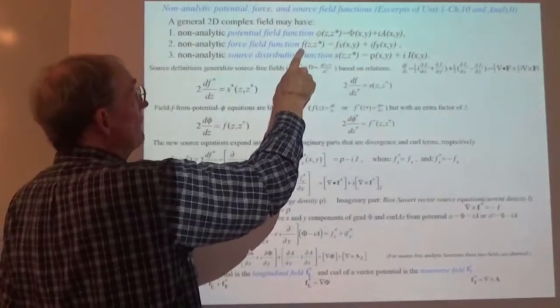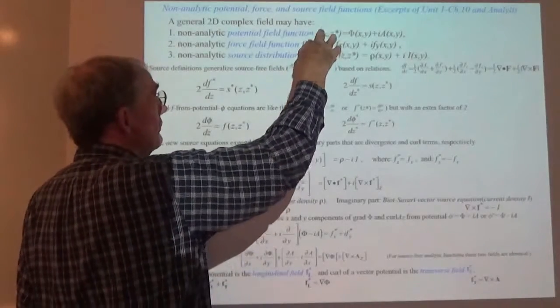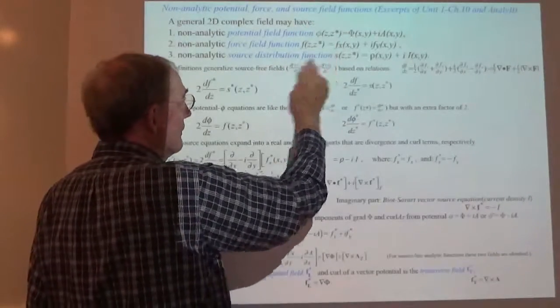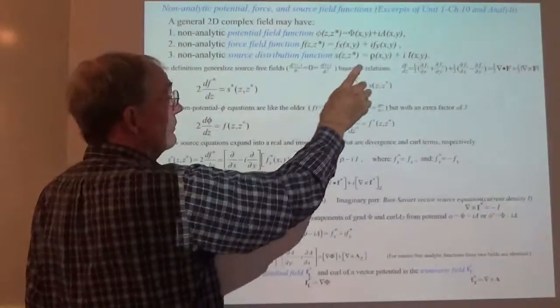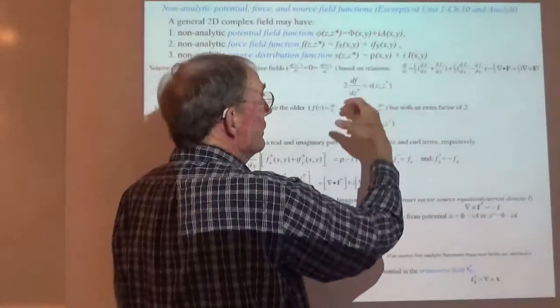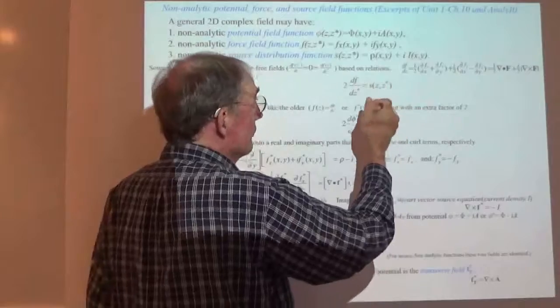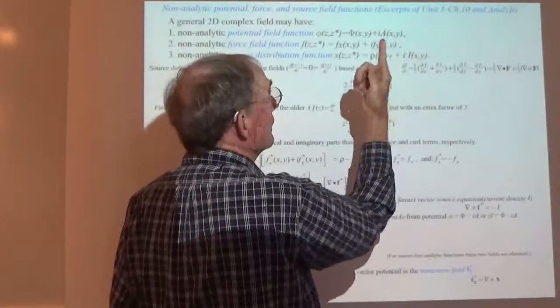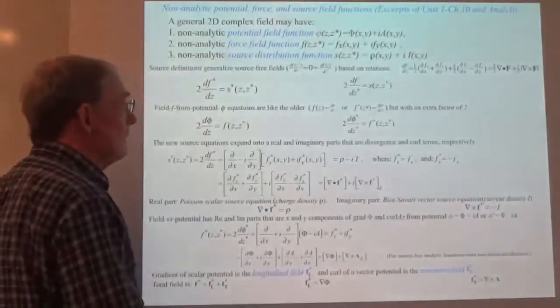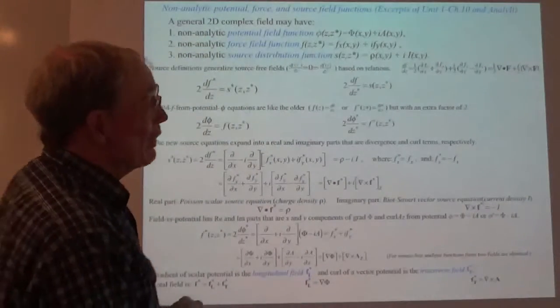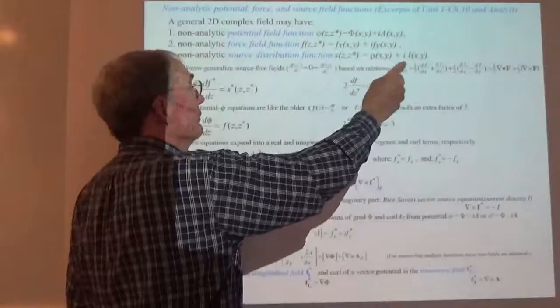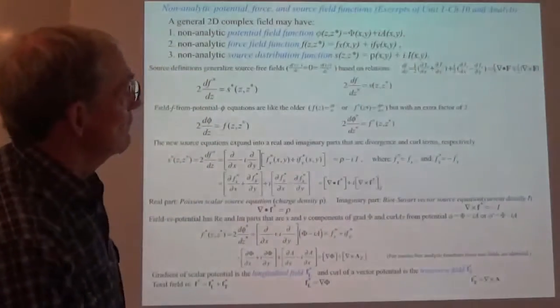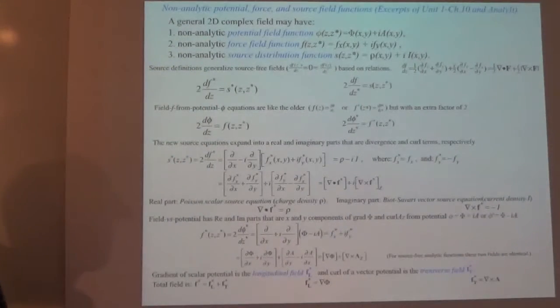So instead of having just these two, we're going to have a third. We're going to have some sort of density that's making stuff be created, and then something that's mixing it up, curling it up, something that's more like a current than a charge, if you were thinking in terms of electrostatics.